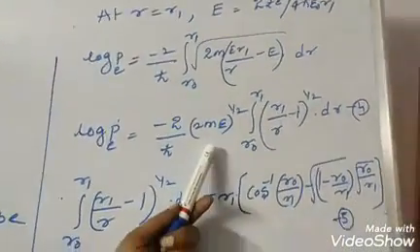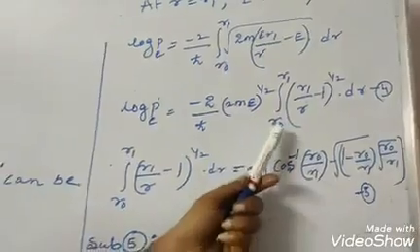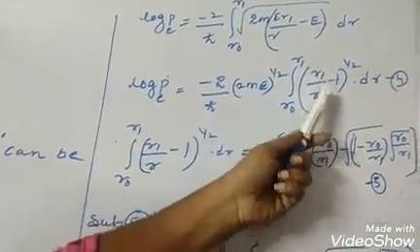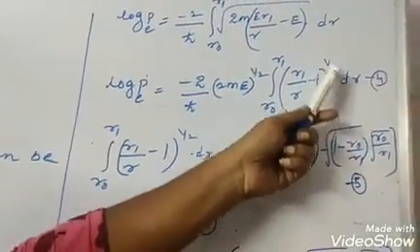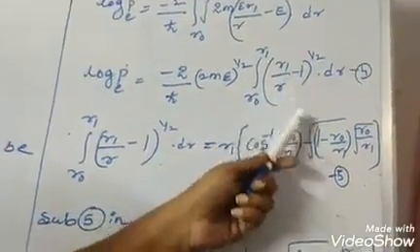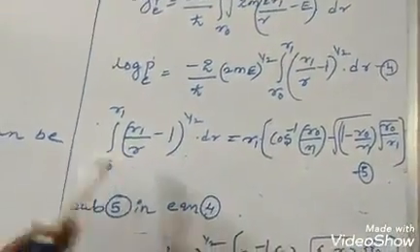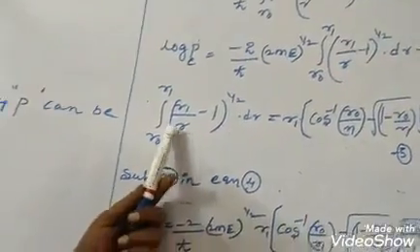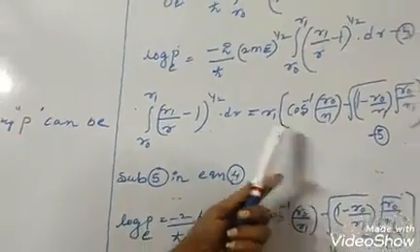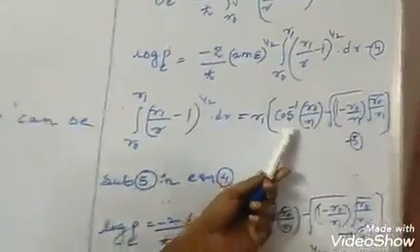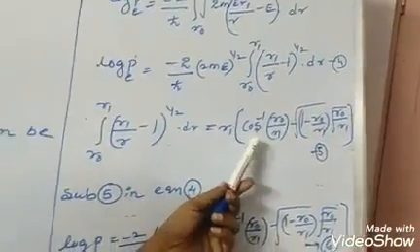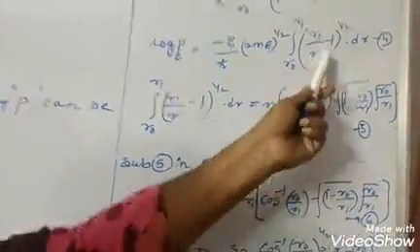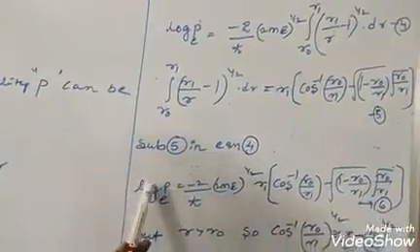From this, our main aim is to calculate this integral, the integral from r naught to r1 of (r1 by r minus 1) whole power 1 by 2 dr. According to mathematical formulas, the value of this integration is equal to this value. This is a long process, but we are taking the direct value. We substitute this integration value in the above equation, and finally we get this equation.